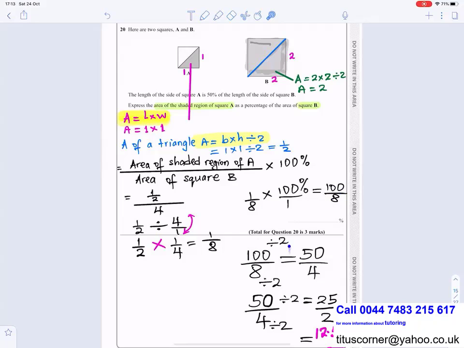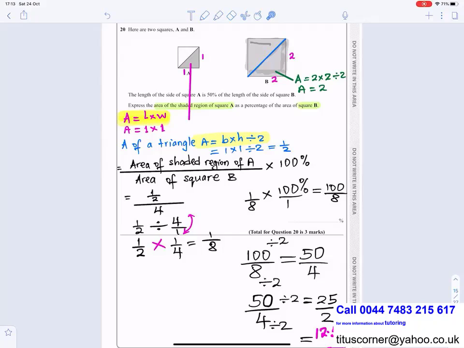Just to divide 100 by 8, you can halve: half of 100 is 50, half of 8 is 4, half of 50 is 25, half of 4 is 2, and half of 25 is 12.5. That's one way to do it. Or you can divide by a bigger number, by 4, and then divide again.